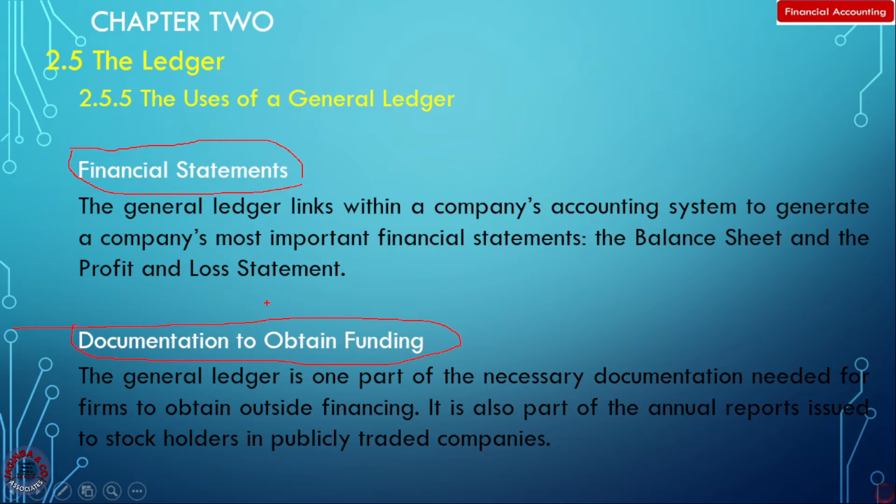And then lastly, we also use the general ledger for obtaining funding. So we use it as a document for obtaining funding. Here we are saying that the general ledger is one part of the necessary documentation needed for the firm to obtain outside funding. When you go to a bank or other financial institution, they might tell you they also need the general ledger. The general ledger will tell them the financial health of your business. That's why they will need it as part of documentation when you are sourcing for a loan. So that's all about the uses of general ledger.